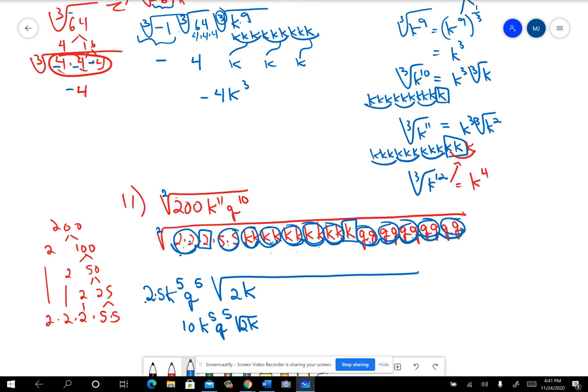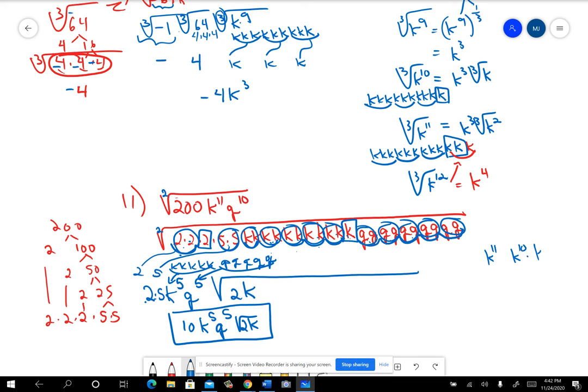All right, so it might have benefited you if I had done this. 5 can come out and then brought out 5 k's, 1 for each of those k's, and brought out the 5 q's. But those 5 k's would be k to the 5th. Those 5 q's would be q to the 5th. And then that's your final answer in simplest radical form. So when you're looking at ones like this with q to the 11th, you know it's q to the 10th with a leftover.